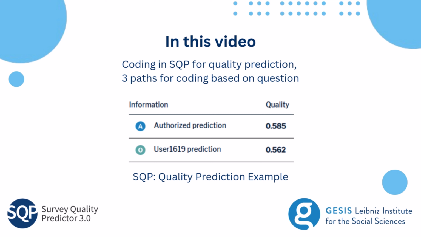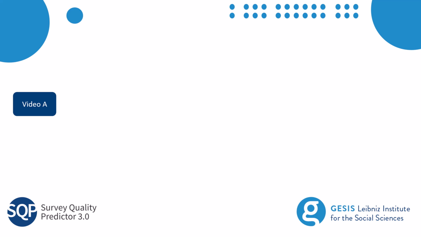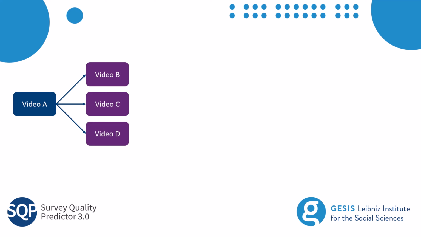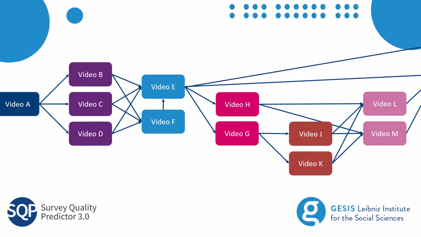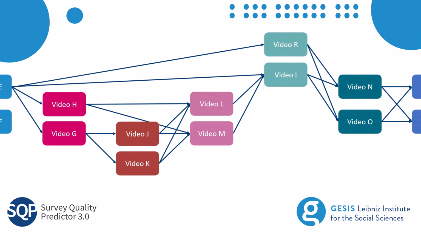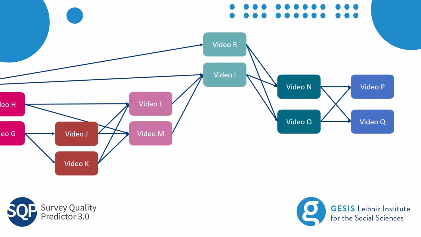In this tutorial series, we will guide you through the process of coding a question into SQP so that you can generate your very own quality prediction. Depending on your answer choices, the coding can lead to different paths. Therefore, we've designed this tutorial series to be interactive. You can choose which path to follow when you encounter a coding question that branches off in different directions.